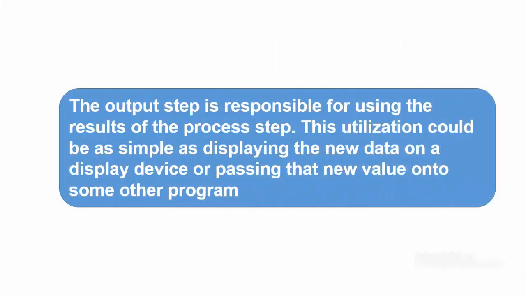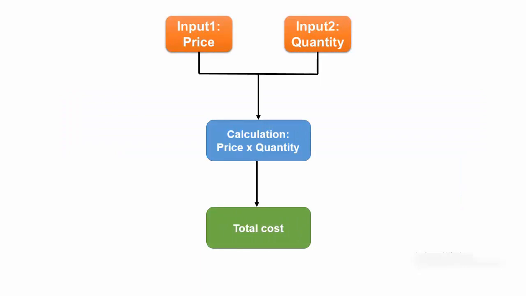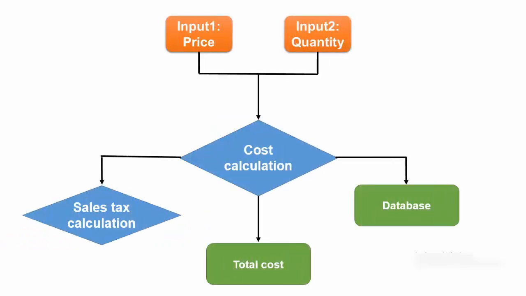The output step is responsible for using the results of the process step. This utilization could be as simple as displaying the new data on a display device or passing that new value on to some other program. After the process step has finished its work, the new value is typically output on some display device. In our total cost calculation program, we might now display the total amount the consumer owes us. The output step, however, is not limited to simply displaying the new data. Quite often, the new data are saved or passed along to some other program.